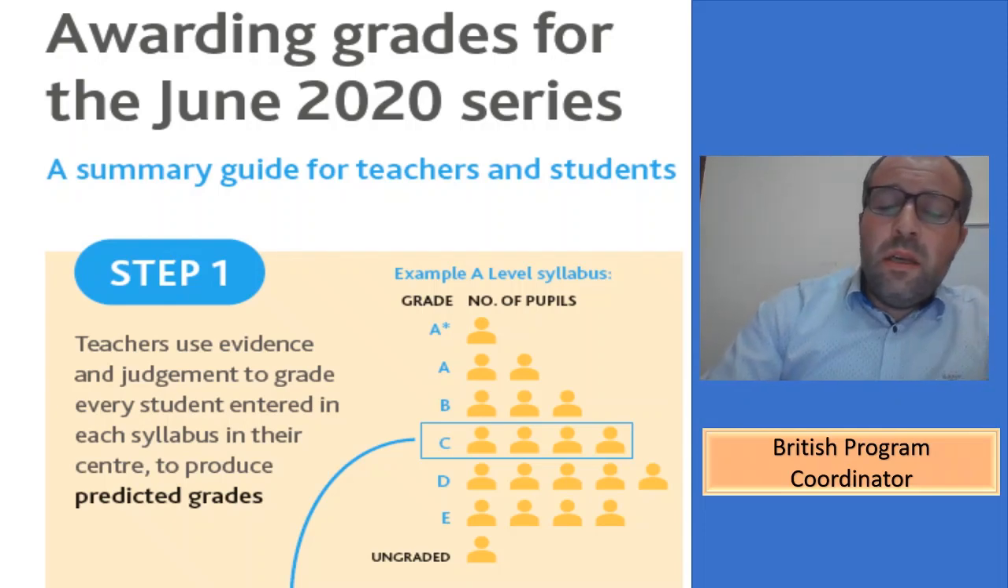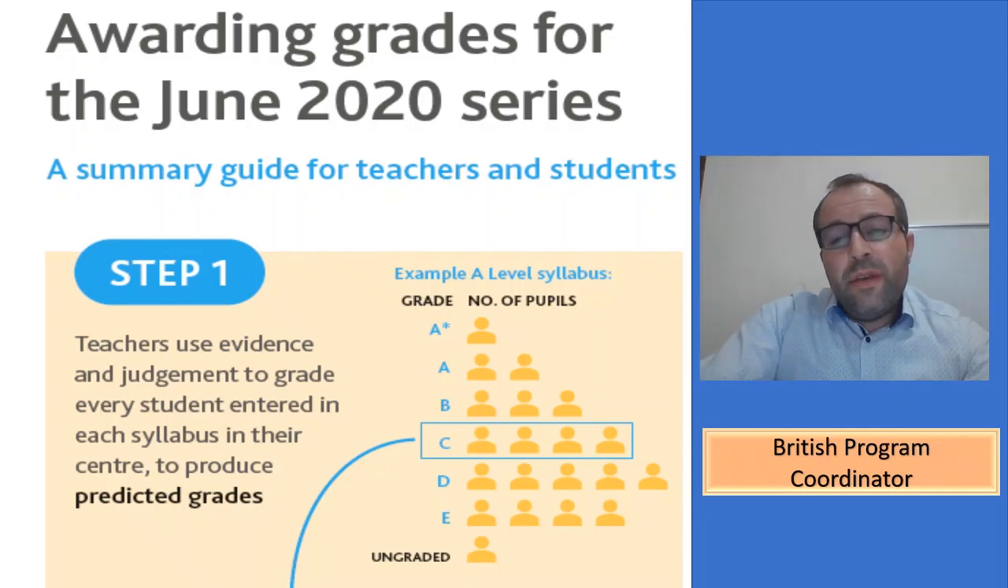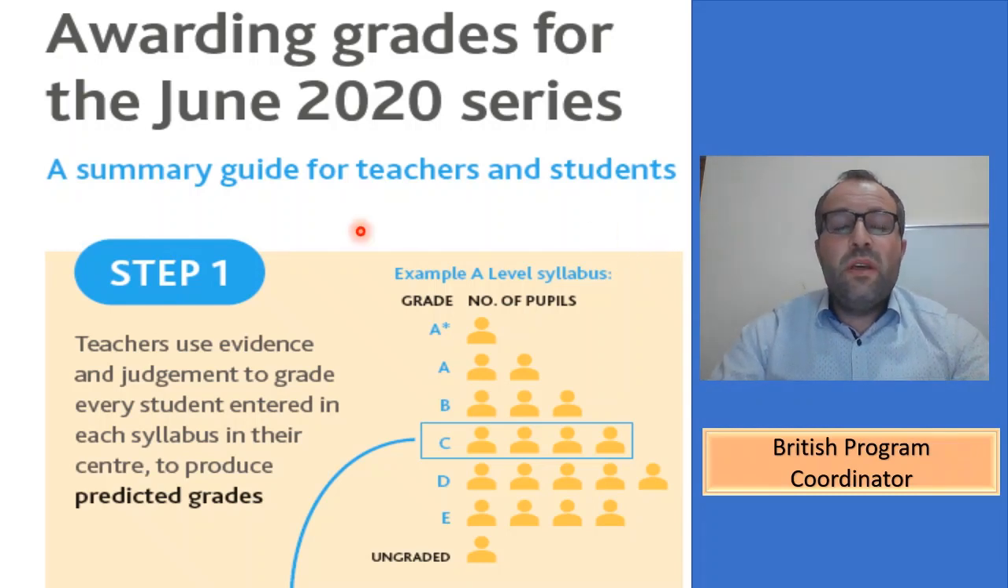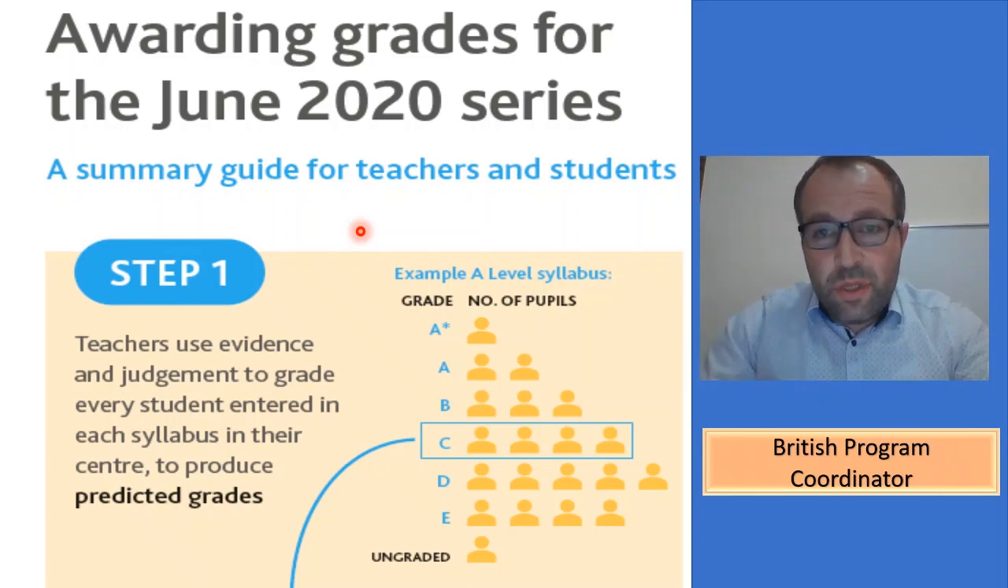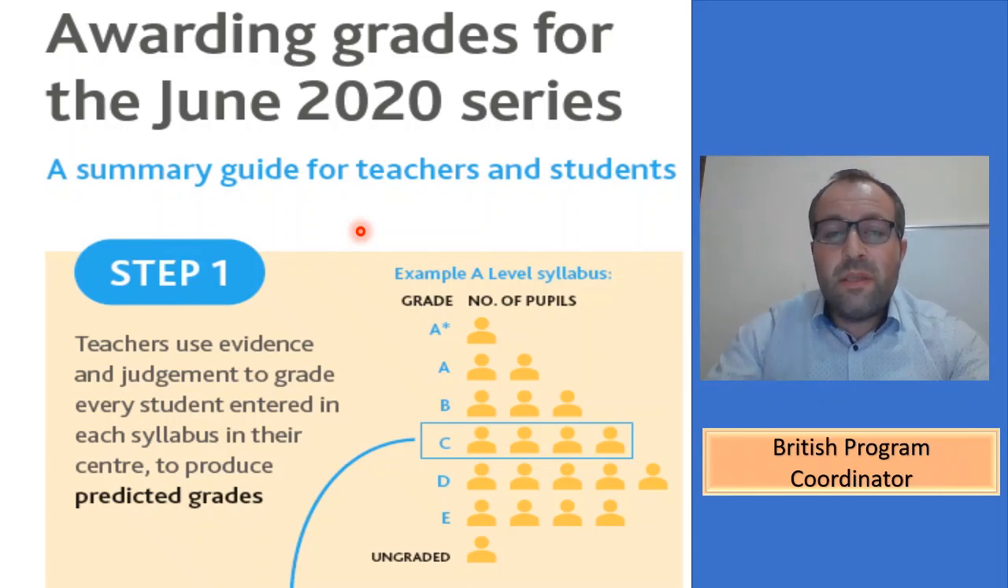Hello. Recently, Cambridge announced how they will calculate the predicted grades for the June 2020 series. I know that you have many questions, and I would like to explain how this is going to work. Hopefully, I will explain it in the maximum detail. If you still have any questions, you can write in the comments below the video or email me for further details. So, how are the grades given for the June 2020 series?